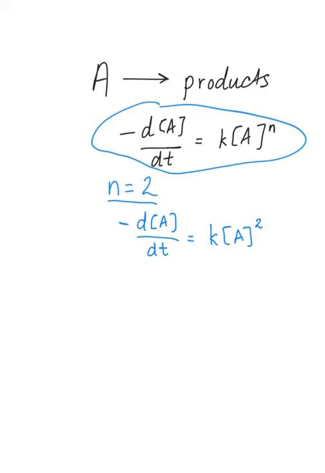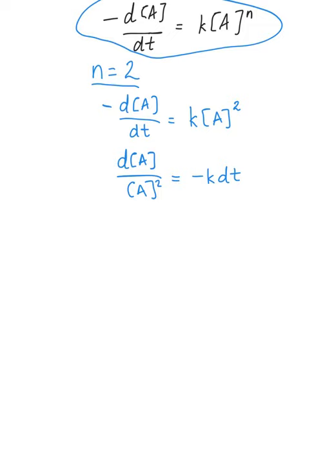Again, to solve this equation, we'll need to group like terms on the same sides of our equation. I'll accomplish that by bringing the term A squared over to the left-hand side, dividing it through, the negative sign and the term dt over to the right-hand side. Once more, we'll integrate over the bounds from 0 to t on the right-hand side, and from initial concentration of A at time 0 to concentration of A at time t on the left-hand side.